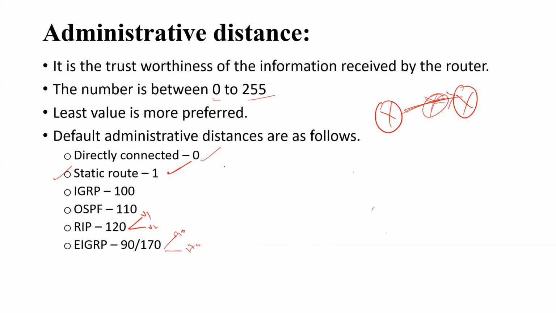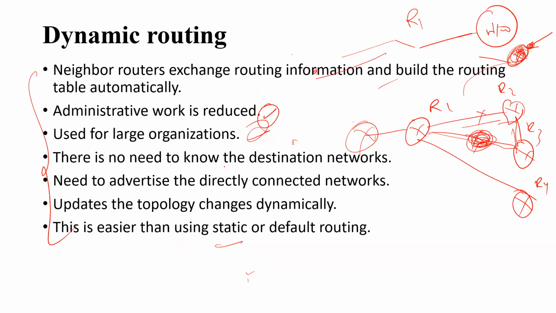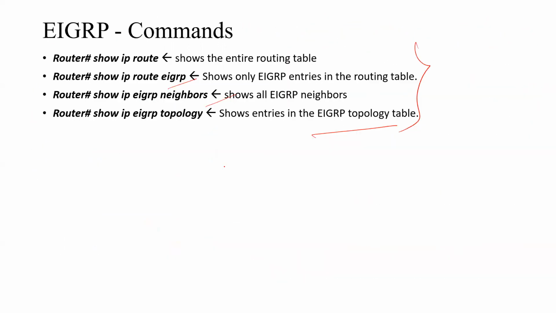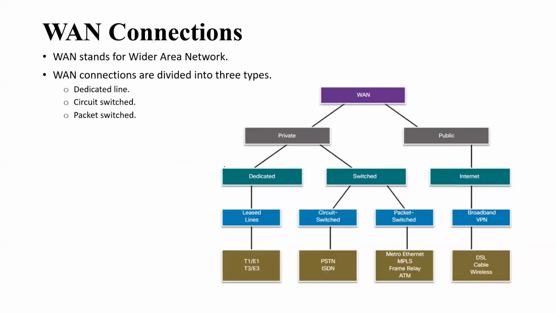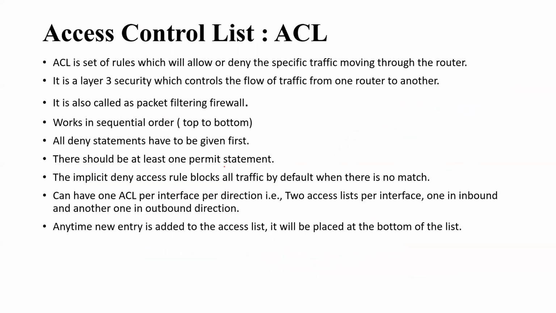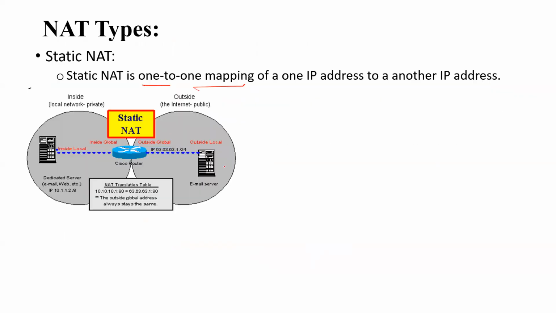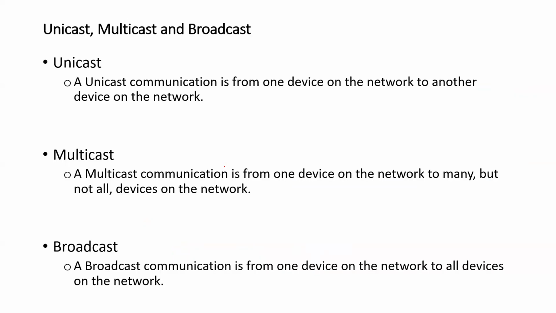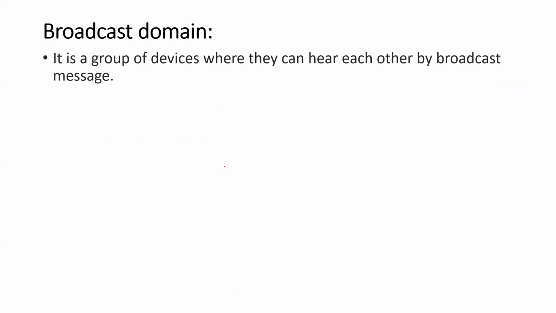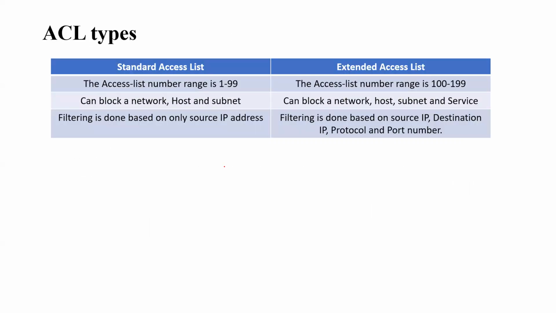So this is about dynamic routing protocols, and in the next session we'll discuss different types of WAN connectivity. What is WAN, and what is WAN connectivity. And then ACL. By that, in 2 or 3 classes, we'll end with network basics. Then we'll start with the firewall.